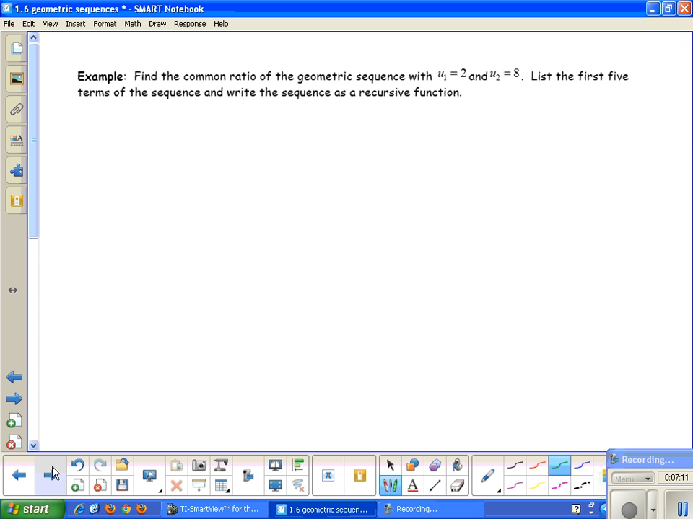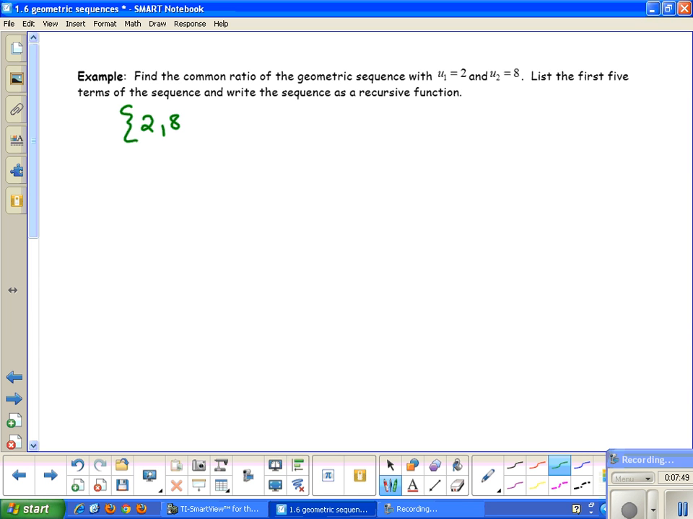So now let's look at another example. So for this next example, it says, write the explicit, or find the common ratio of the geometric sequence with u sub 1 being equal to 2 and u sub 2 equals 8. And we want to list the first 5 terms of the sequence and write the sequence as a recursive function. So the first thing I would do is start off, I'm given the first 2 terms. So I have 2 and 8, and I don't know anything else yet. So for this, with those 2 things, I can find my common ratio.